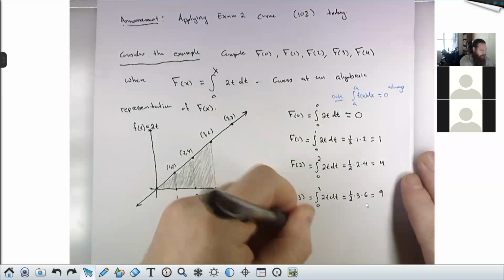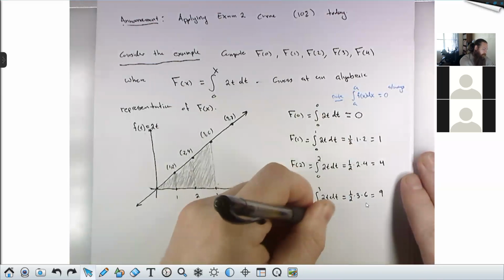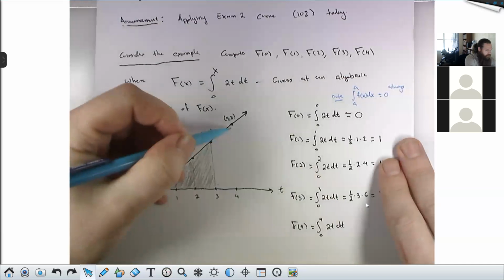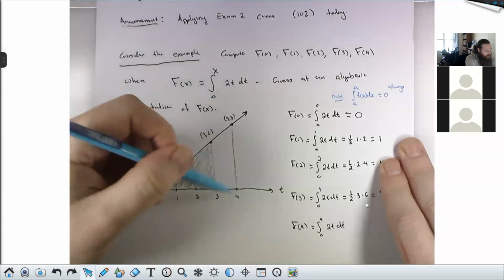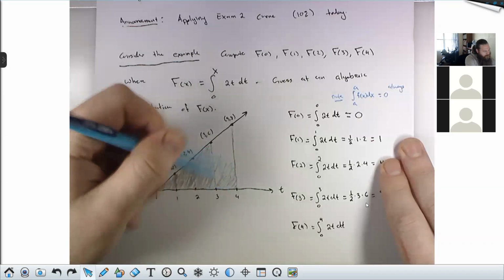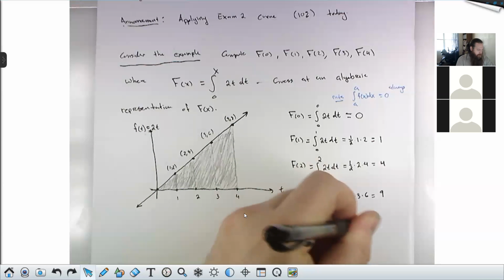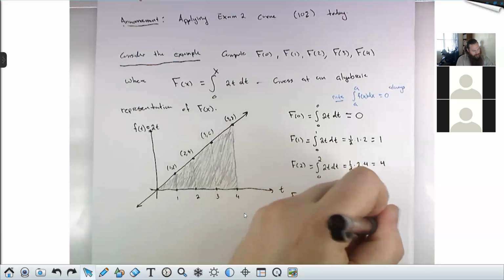F of 4, capital F of 4, is the integral from 0 to 4 of 2t dt. And so that would be the area bounded underneath 2t all the way out to 4. And that's this triangular shaded area, right? So each time we add a little piece, we're integrating the whole thing. So we're going from 0 all the way out there. So this would be the area under f of t equals 2t from 0 to 4. So it's 1/2 times this base, which is 4, times this height, which is 8. So that's 1/2 times 4 times 8, which is 16.